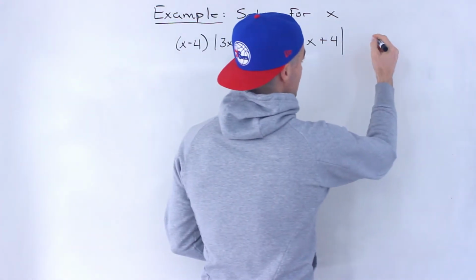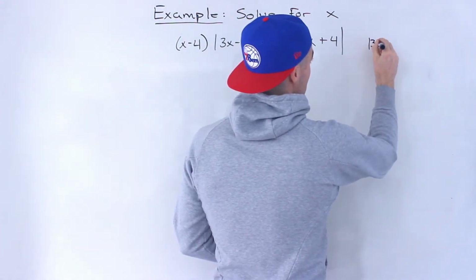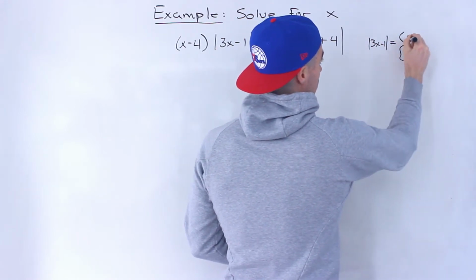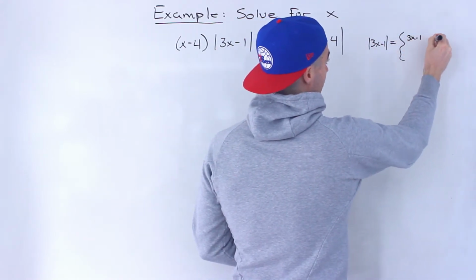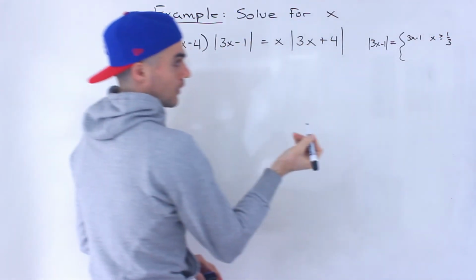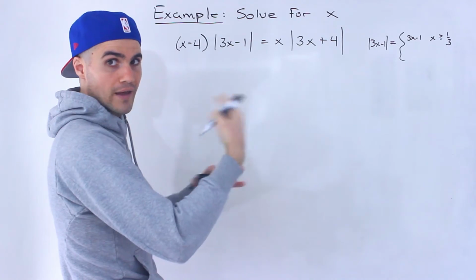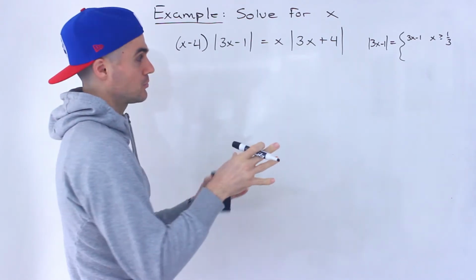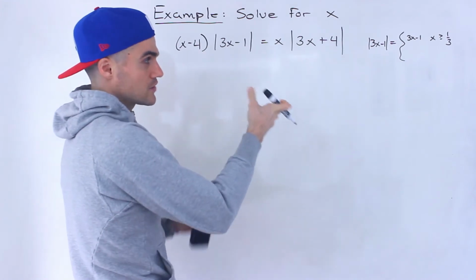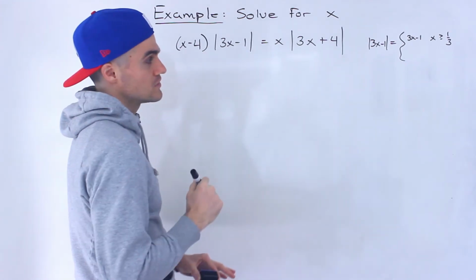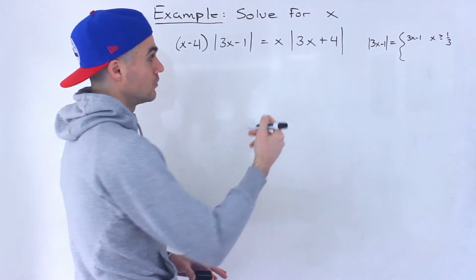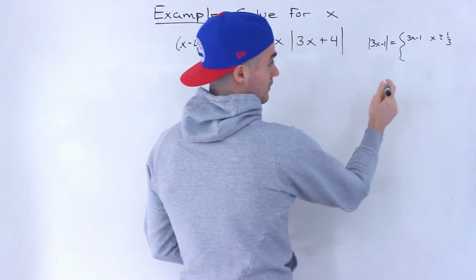If we follow that same process, the absolute value of 3x minus 1 is going to equal 3x minus 1 when x is greater than or equal to 1 over 3. Hopefully by this point you're pretty comfortable in taking these absolute values and changing them to piecewise functions. If you're not yet, then go back to the previous videos. I'd recommend doing that first and getting comfortable with going from here to here.